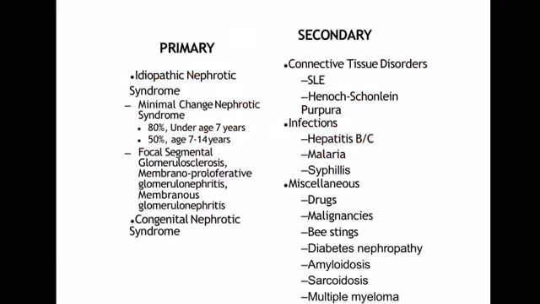Other are the secondary causes, in which there is a systemic disease which leads to hampered function of the glomerulus. These are SLE, systemic lupus erythematosus, Henoch-Schonlein purpura, infections like hepatitis B, hepatitis C, malaria, syphilis, and other conditions like drugs, malignancy, bee sting, diabetic nephropathy, amyloidosis, sarcoidosis, multiple myeloma. So all these primary and secondary causes present with symptoms of the nephrotic syndrome.